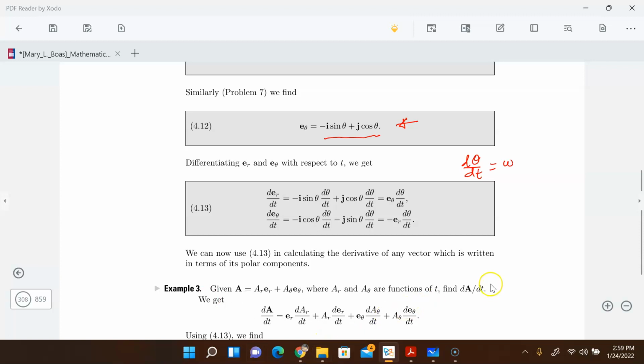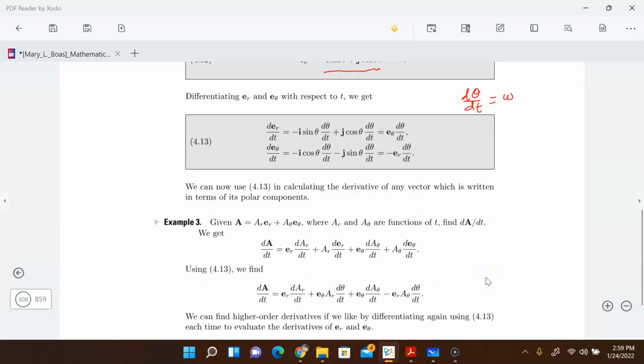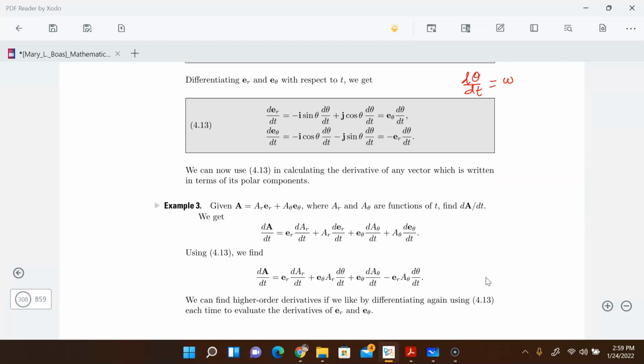So I think this is just an example. You can read this for yourself. So in other words, you can have your vector A decomposed in terms of i and j, but you can also decompose it in terms of e_r and e_theta, and that would give you what you need to define your components A_r and A_theta. I will not go into that.